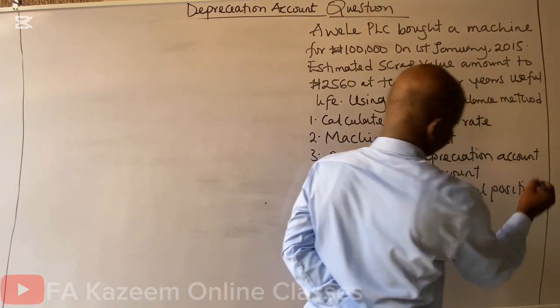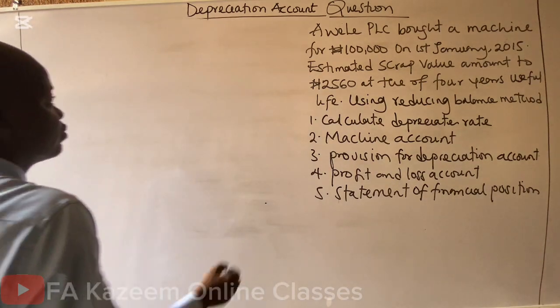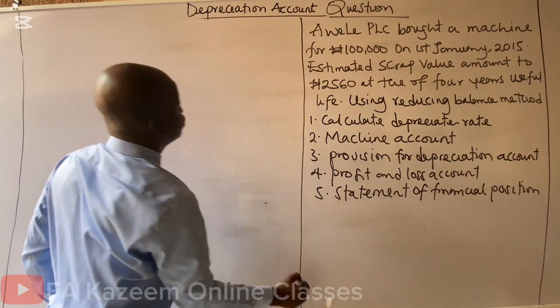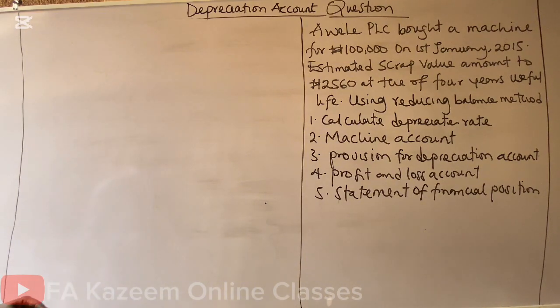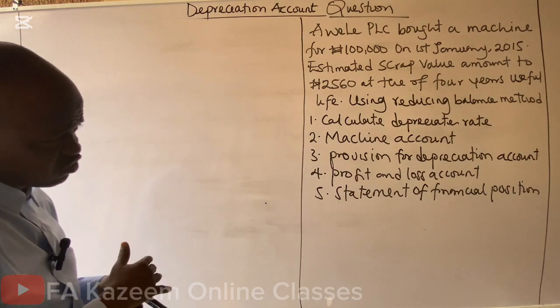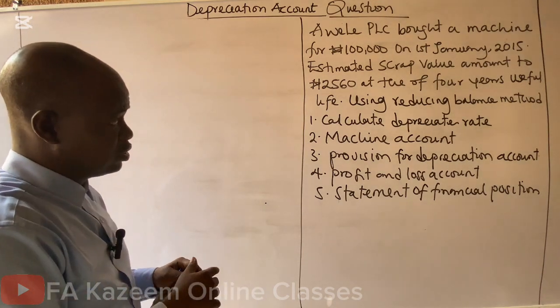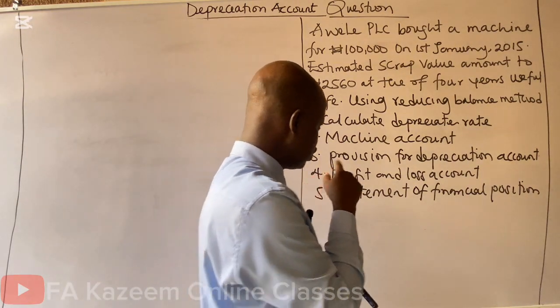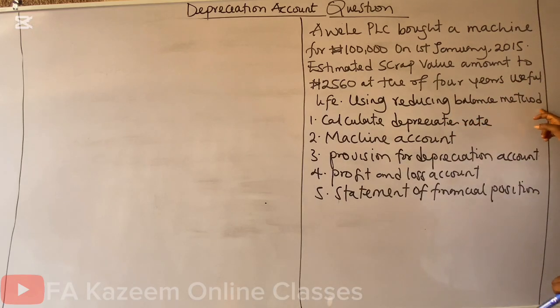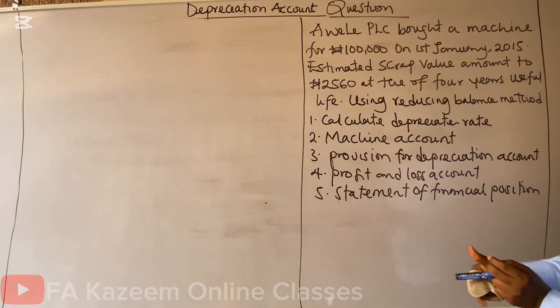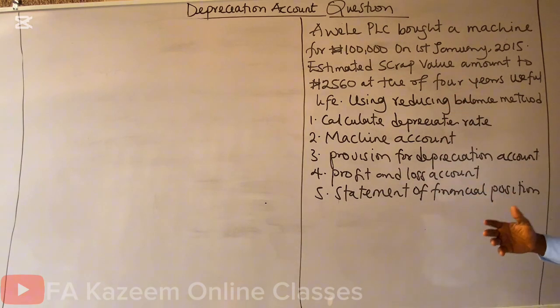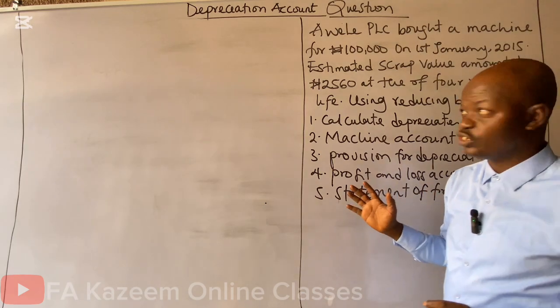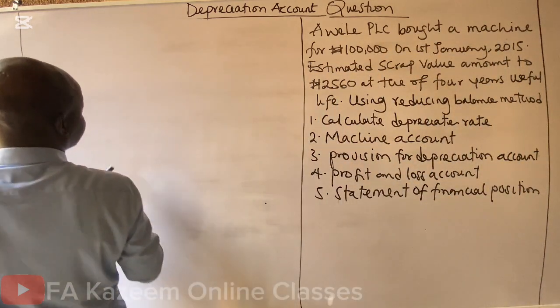Now, this is an illustration. How do we solve this illustration? Awele PLC bought a machine for 100,000 on 1st January 2015. Estimated scrap value amounts to 2,560 at the end of 4 years useful life. Using reducing balancing method, calculate the depreciation rate. Reason being this, the depreciation rate is not given in the question. The first thing the student should do is to calculate the depreciation rate. How do we calculate the depreciation rate?